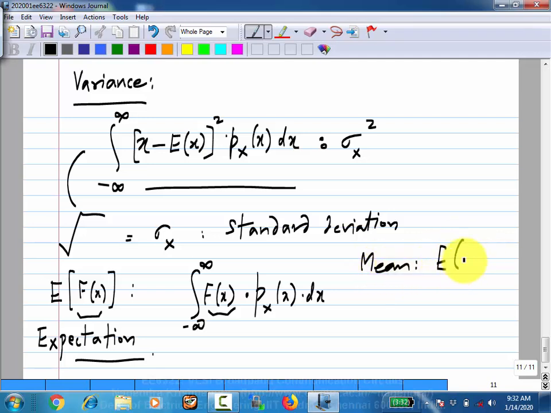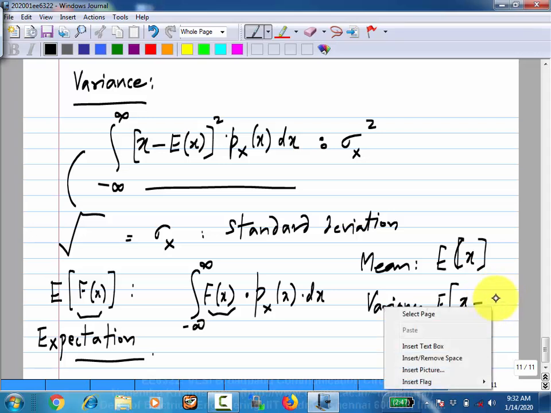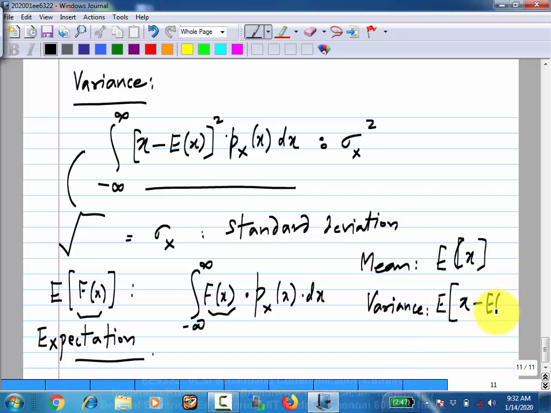So the mean is just the expectation of x, and the variance is expectation of what? X minus the mean, squared, the expectation of that. Yeah. Okay. Now if it is 0 mean, this will be the same as expectation of x square. Okay.